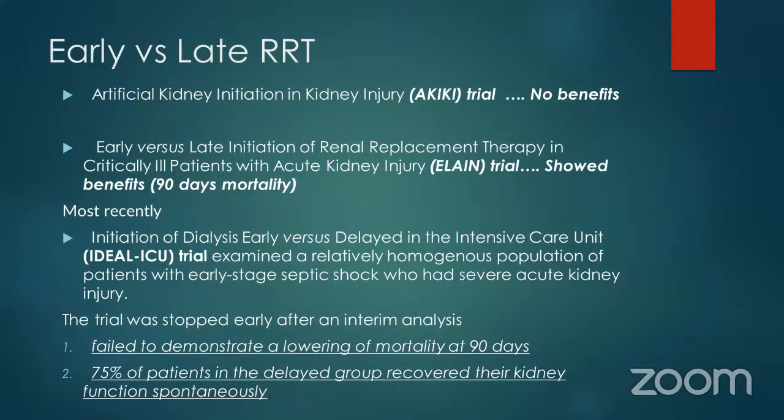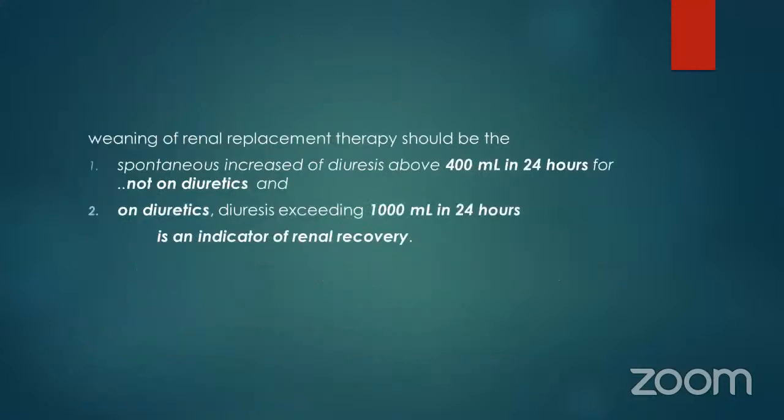In the IDEAL-ICU trial, what they showed is there is no benefit from early initiation of CRRT or renal therapy, because it failed to demonstrate lower mortality at 90 days, and 75% of the patients in the delayed group recovered their kidney function spontaneously rather than landing up on RRT. So weaning from renal therapy depends on two or three factors, which is a spontaneous increase in diuresis of more than 400 ml in 24 hours when not on diuretics, and more than 1 liter in 24 hours on diuretics, which is the indication of renal recovery.